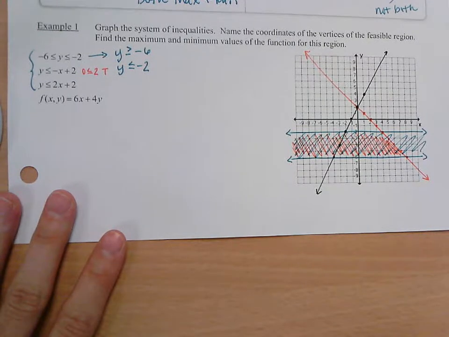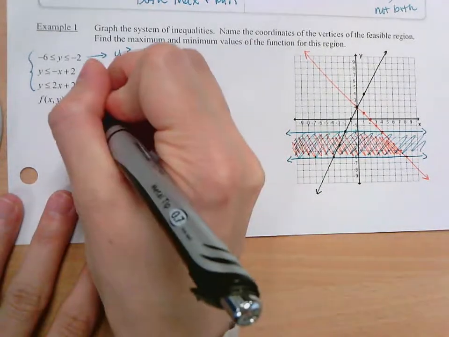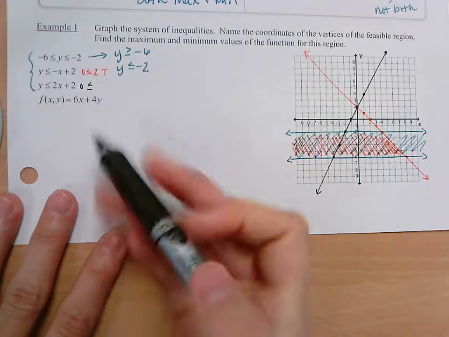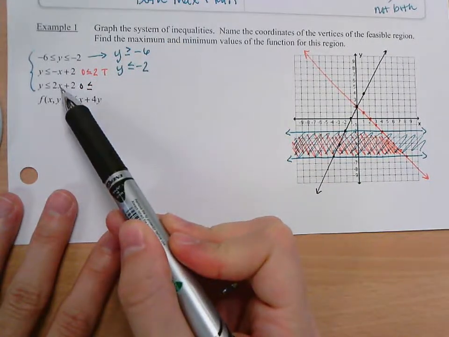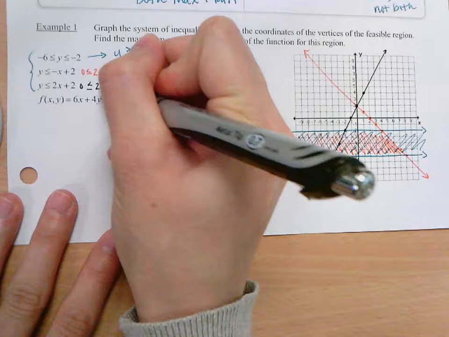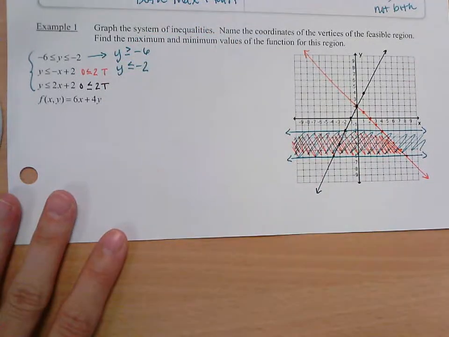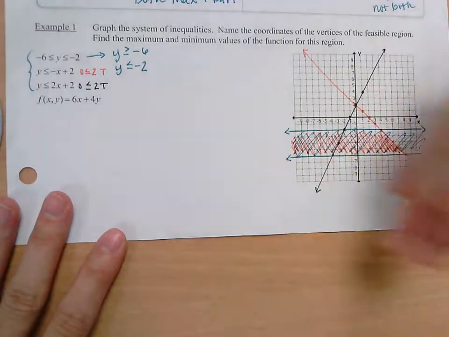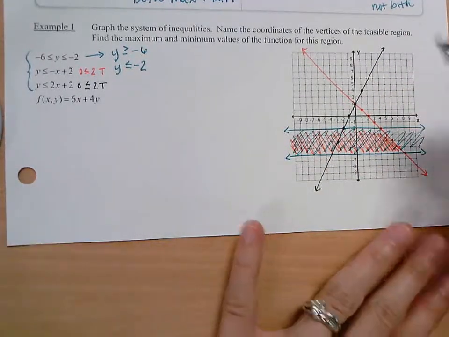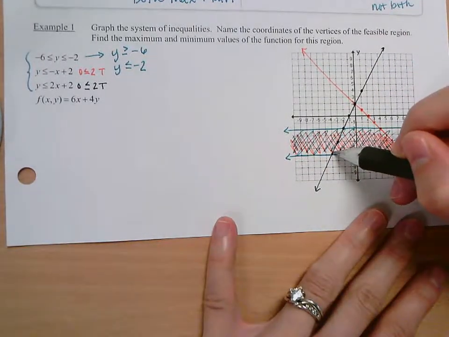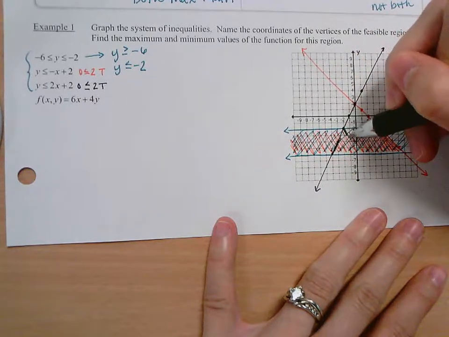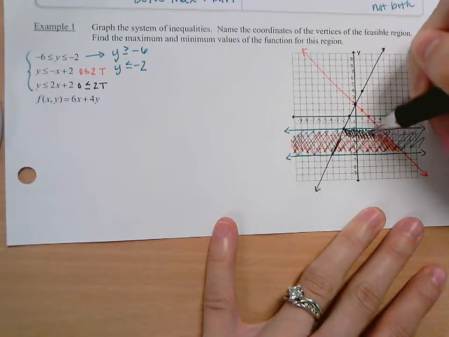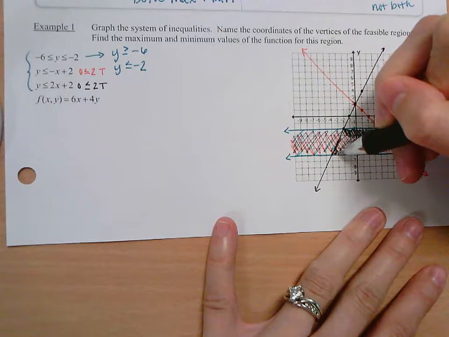And if I shade for that one, if I test 0, 0, I'd have 0 is less than or equal to 2 times 0 plus 2, which is going to be 2. So I get the same inequality I had for the one above, so that's also true. So shading towards 0, 0, below that line, my feasible region is this trapezoid here.